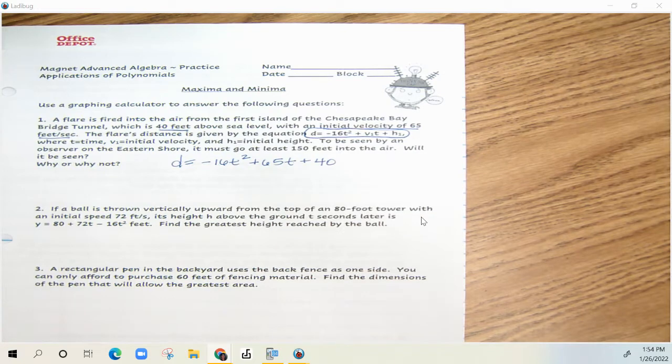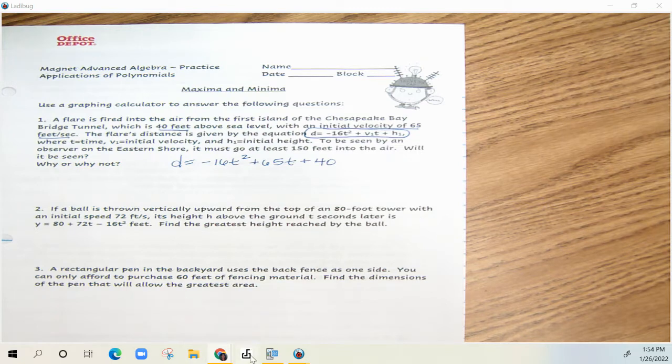So this situation is we're trying to figure out if a flare that is fired from a certain point is visible from somewhere else. And it says for this flare to be seen on the eastern shore, it would have to go at least 150 feet in the air. So we're trying to figure out if this particular flare that is fired from this particular place goes high enough for somebody on the eastern shore to see.